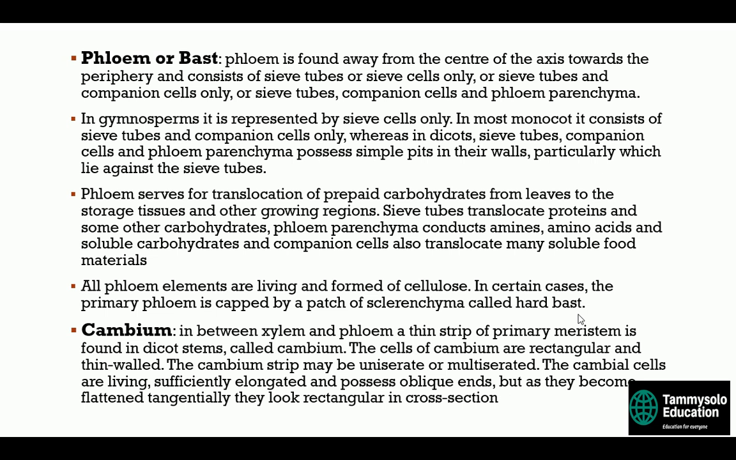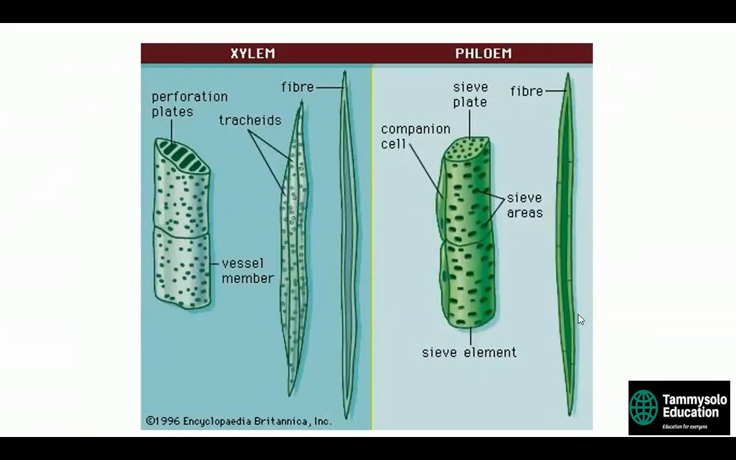Cambium. In between xylem and phloem, a thin strip of primary meristem is found in dicot stems, called cambium. The cells of cambium are rectangular and thin-walled. The cambium strip may be uniseriate or multiseriate. The cambium cells are living, sufficiently elongated, and possess oblique ends, but as they become flattened tangentially, they look rectangular in cross section.